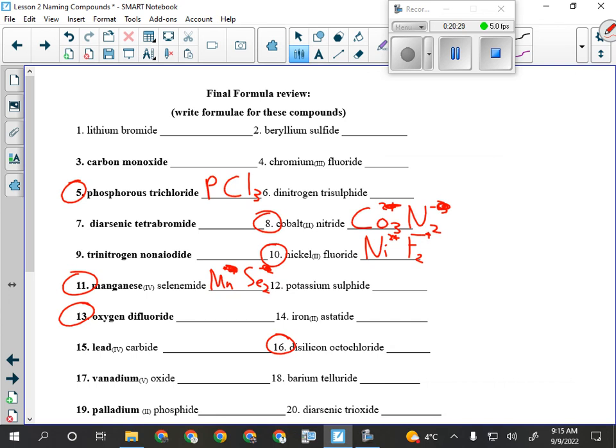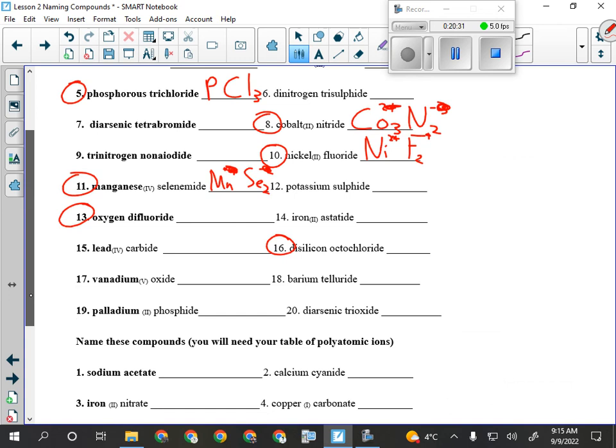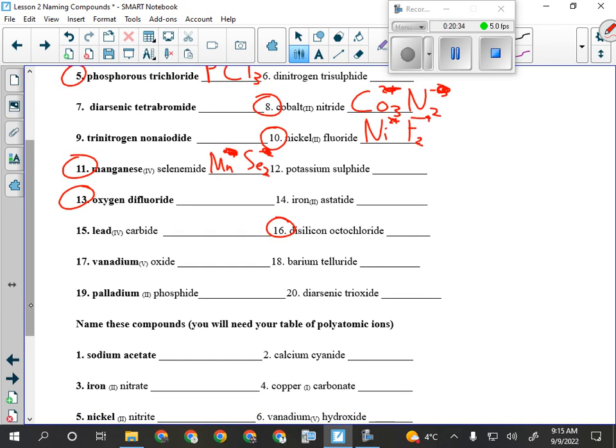Okay, for number 13, I've got oxygen difluoride. Ionic or molecular? Molecular. Okay, so put the O for oxygen. There's no prefix, so that means it's a 1. Fluorine with a 2 beside.